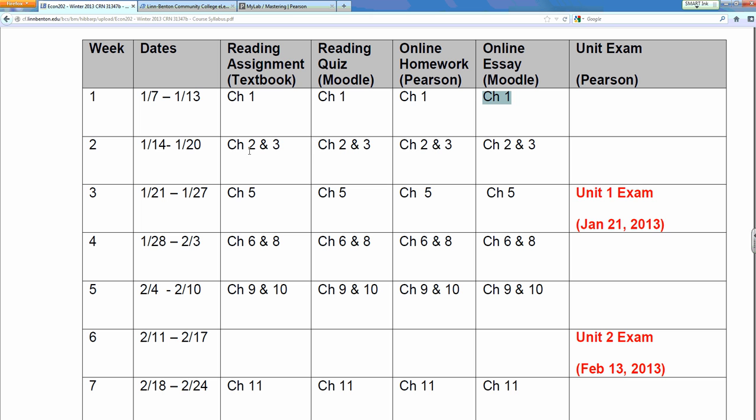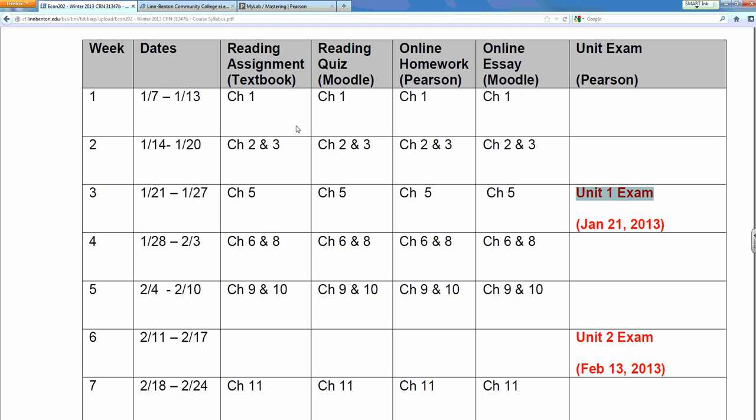Then in week 2, you have 2 chapters, chapter 2 and chapter 3. And notice in week 3, you have 1 chapter, chapter 5, and you have, again, the reading assignment, reading quiz, online homework, and online essay. But in addition, on January 21st, 2013, you have your first Unit 1 exam. That exam will be available from 6 a.m. through 11:55 p.m. on January 21st, 2013.